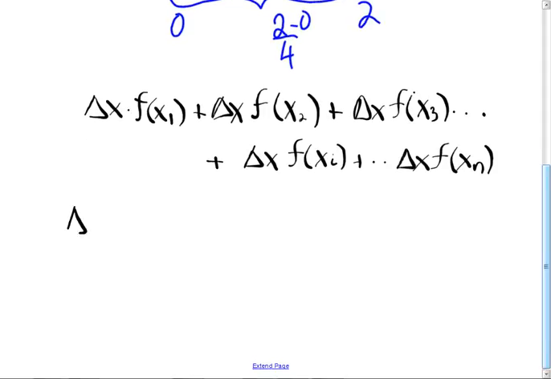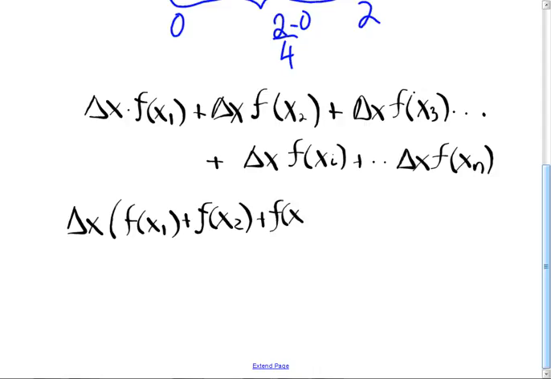Delta x. And I'm left with f of x sub 1 plus f of x sub 2, which is kind of nice that we do chapter 8 first, because that makes this so much easier, plus f of x sub i plus f of x sub n. Now I want to write that in sigma.